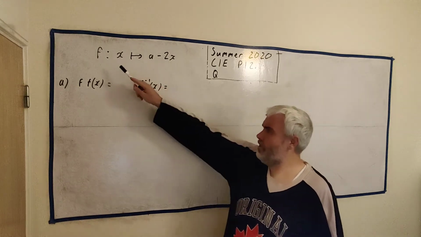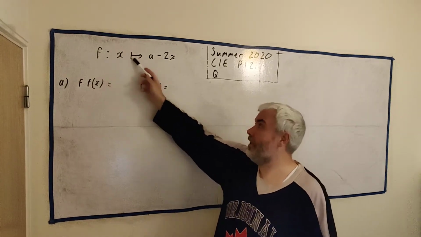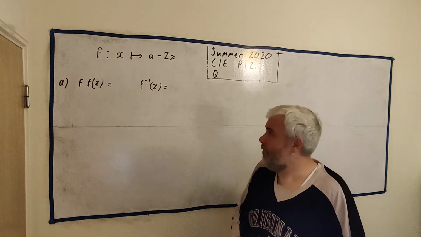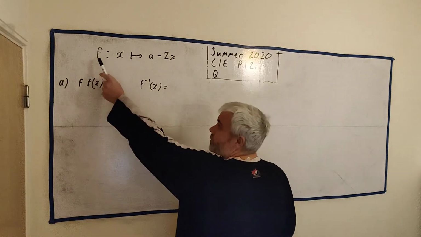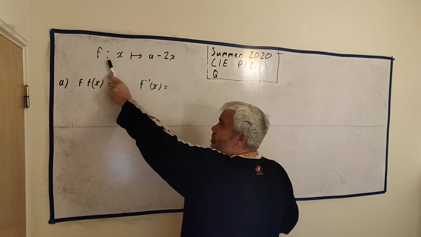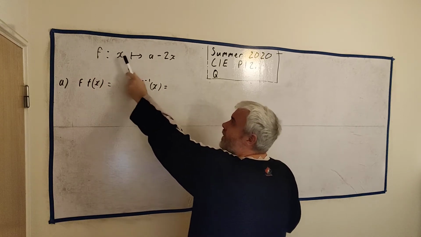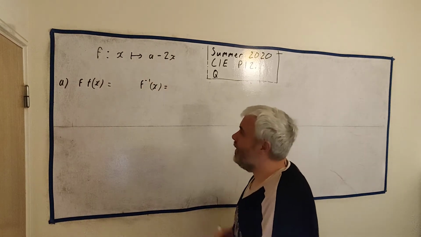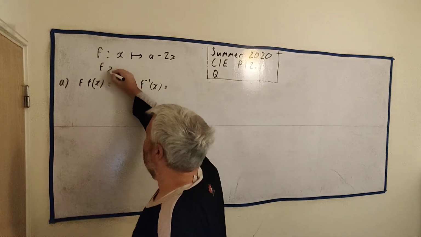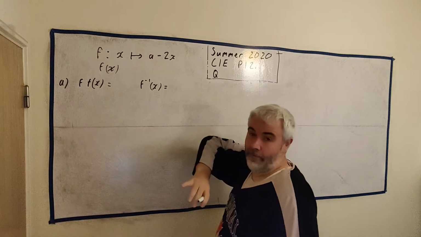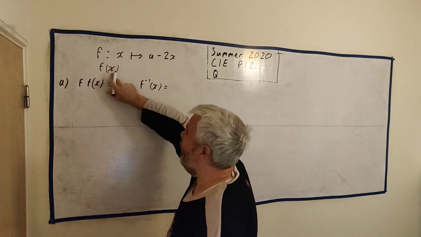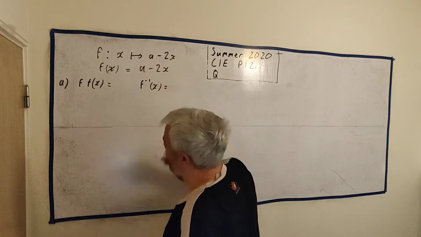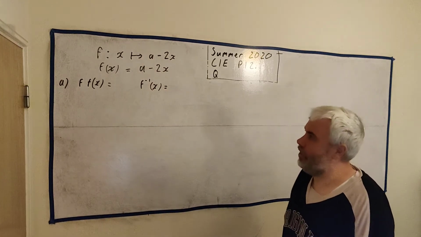They write part of the information like this. This confuses a lot of students, so I'm going to rewrite this. First let me read it for you. It just says the function f such that x is mapped to a minus 2x. This is identical for all purposes to f(x) is equal to a minus 2x. Same thing, so don't be too scared by this.